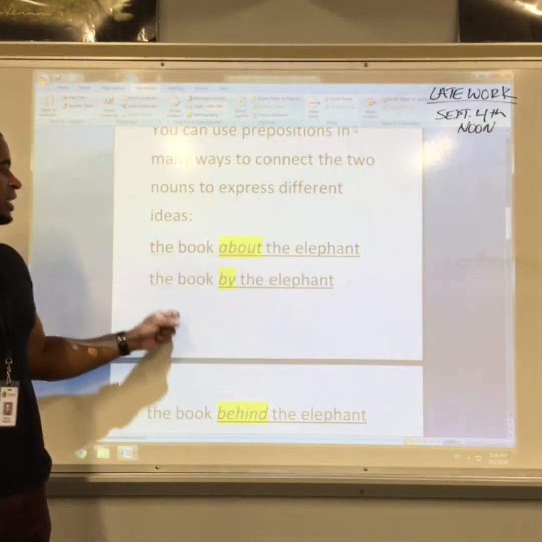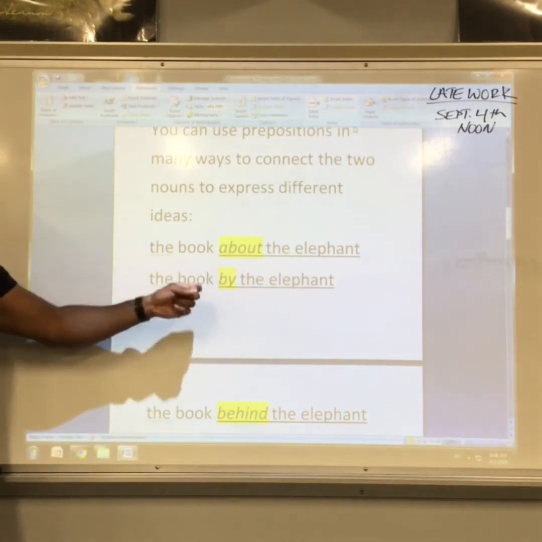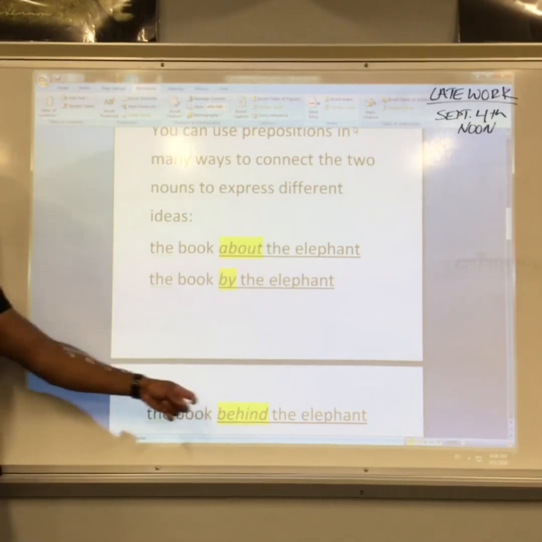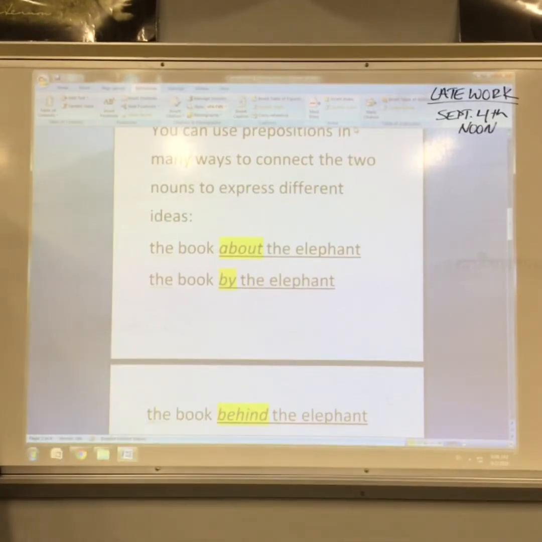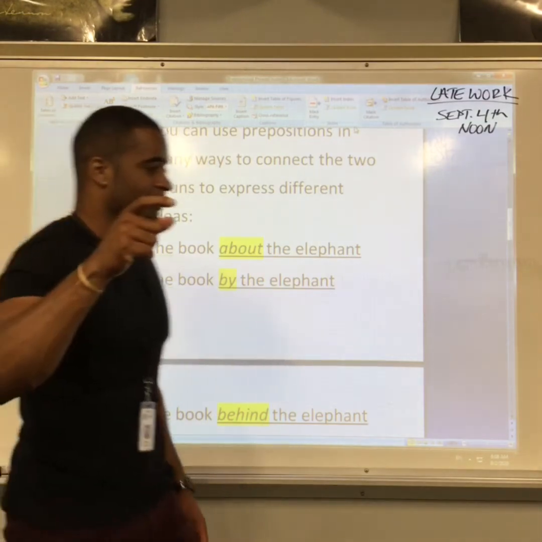If we change the preposition, it now means something different, right? The book by the elephant, the book behind the elephant. Every time the preposition changes, it changes the meaning, or rather the relationship between the two words, book and elephant. Okay?